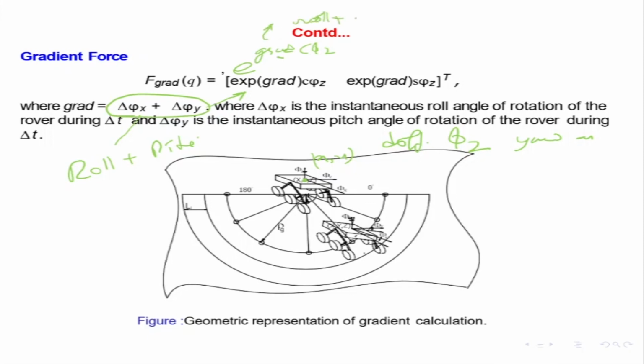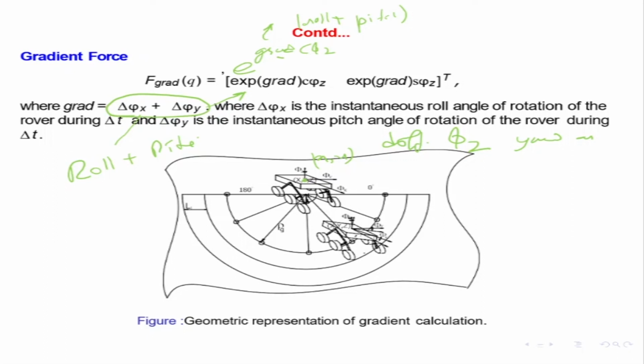Roll plus pitch. Okay, so when it is on flat ground, what will happen? The roll and the pitch angles will be 0 because it's on flat ground, right? So it doesn't matter. But the moment it starts climbing, the roll and the pitch angles will start going up.